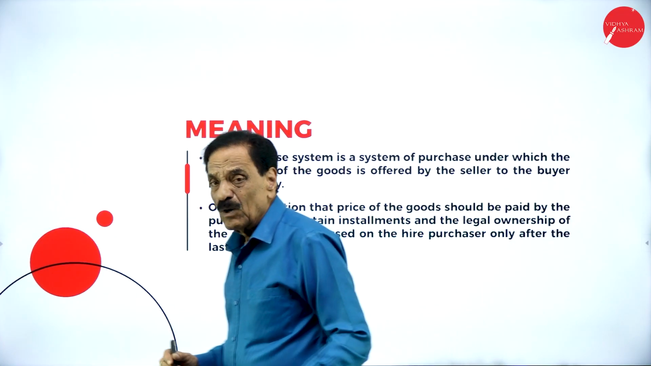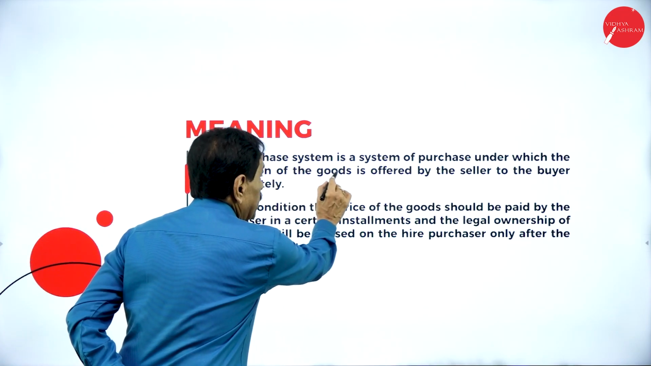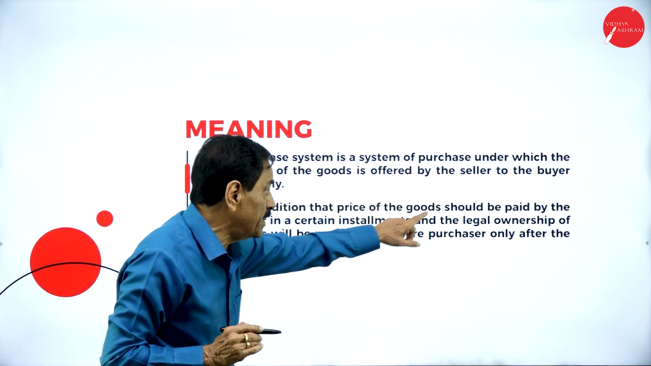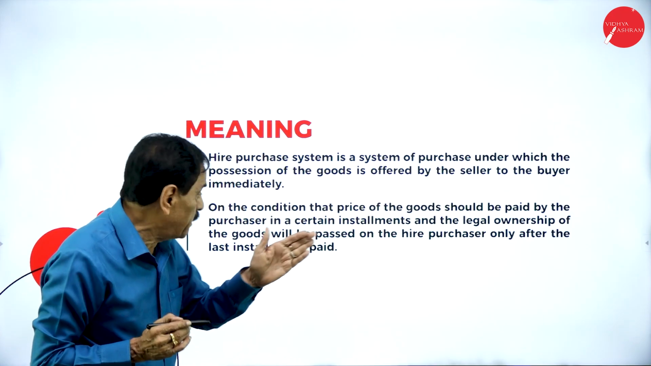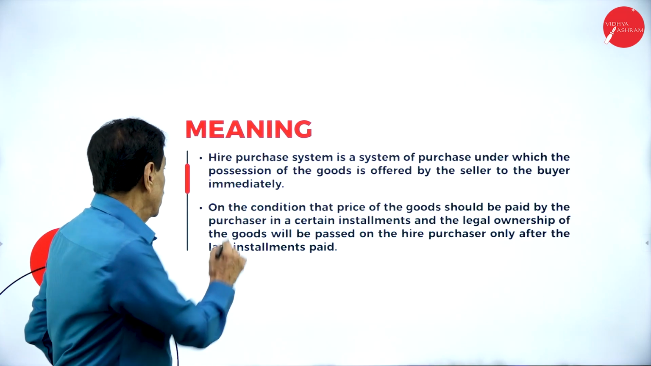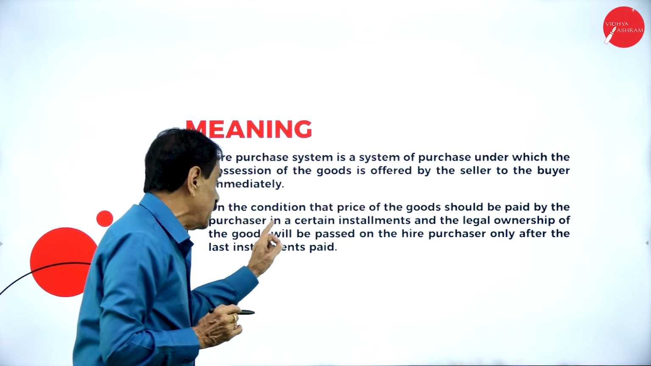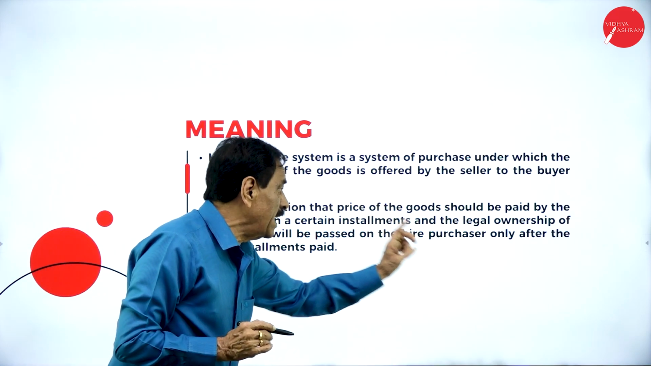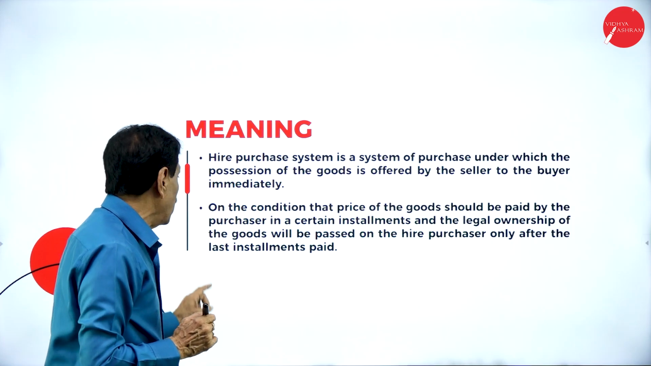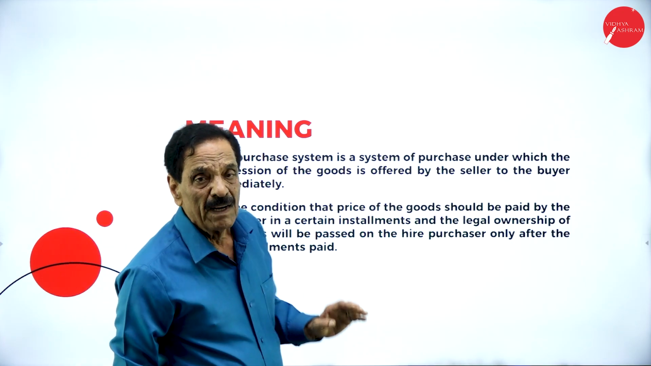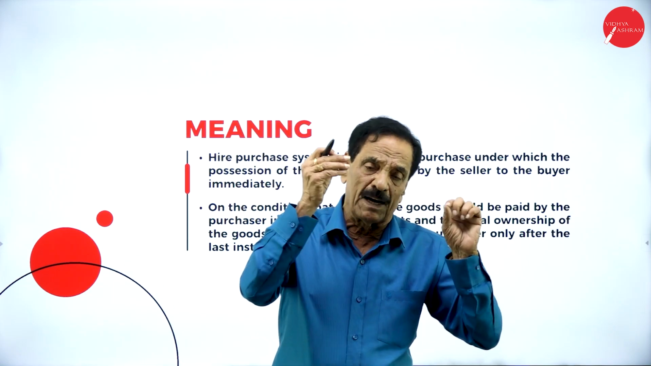First, we have to understand what we mean by hire purchase system. Hire purchase system is a system of purchase under which the possession of the goods is offered by the seller to the buyer immediately, on the condition that the price of the goods should be paid by the purchaser in certain installments, and the legal ownership of the goods will be passed on to the hire purchaser only after the last installment is paid.